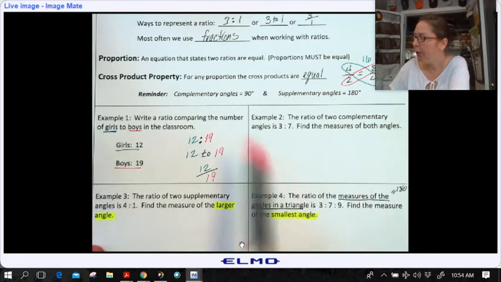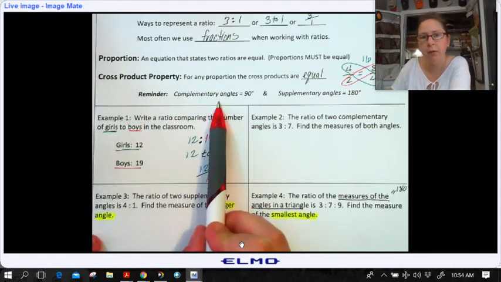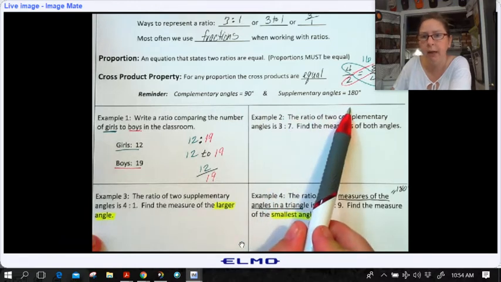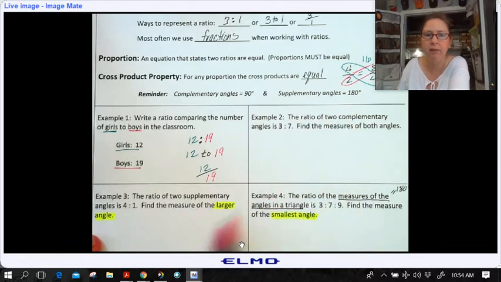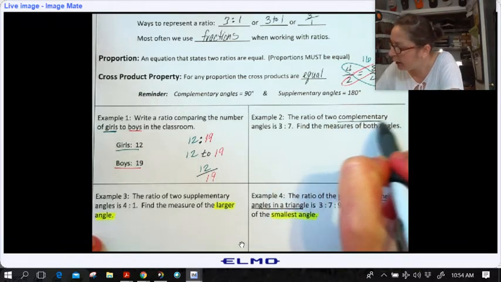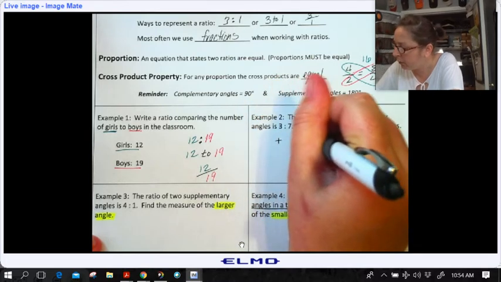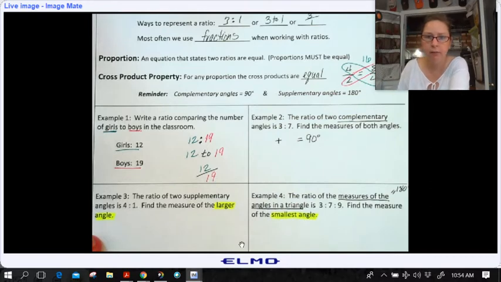Okay, now up here I did give you the reminder of complementary angles are equal to 90 degrees. Supplementary angles are equal to 180 degrees. We're going to utilize that in these next two examples, okay? So the ratio of two complementary angles, so complementary tells me that I'm going to add two angles together and their sum is going to be 90 degrees. The ratio of these angles is 3 to 7.